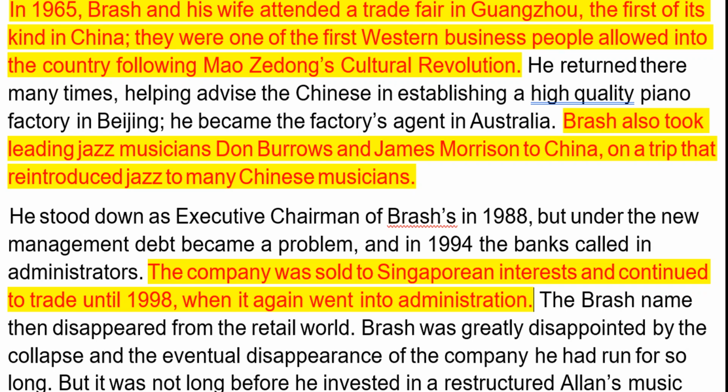We should notice that went into administration can be understood as stop doing business. In the first part of the sentence, it is stated that actually the company continued to trade until 1998. The conjunction until helps us to decide the year 1998 was the point of time that the company stopped trading. Therefore, the answer for this question is 1998.